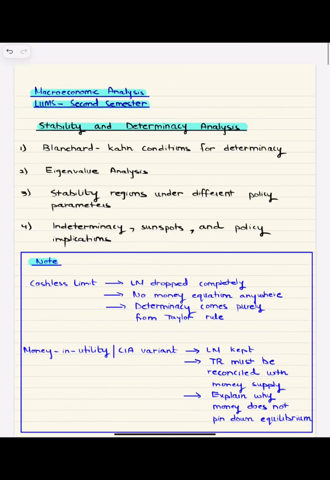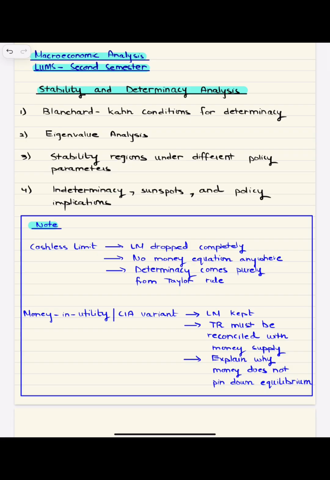If the professor gives a question like this, all you need to remember is that the main assumption is a cashless limit, which means we don't have a fourth equation for money market equilibrium. There's just the IS curve, the Phillips curve, and the Taylor rule. You put the Taylor rule into the IS curve to get a 2x2 system, and then express the expected value of the jump variables in terms of the variables themselves and find the matrix A.